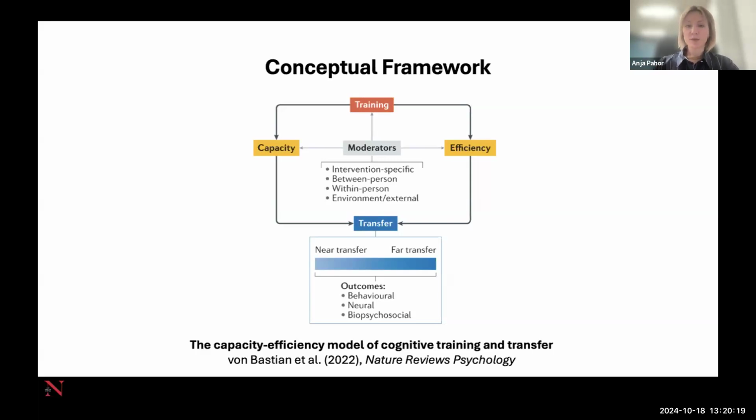It is very interesting to examine within-person moderators, so how fluctuations in, say, motivation or well-being on a given day affect learning during training. And finally, the environment of the intervention is also important. And even though all of these are fascinating, today I will focus just on a few intervention-specific and between-person moderators.